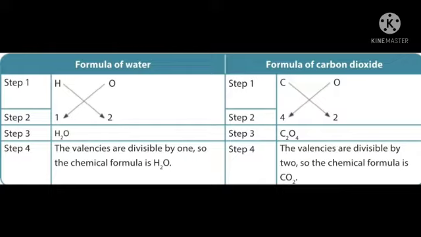Okay. So let's see that. Writing a chemical formula. For that, there are 4 steps. If you study this and know these 4 steps, you will be able to write a chemical formula. So the first step is, first you want to write the symbols of the constituent elements.